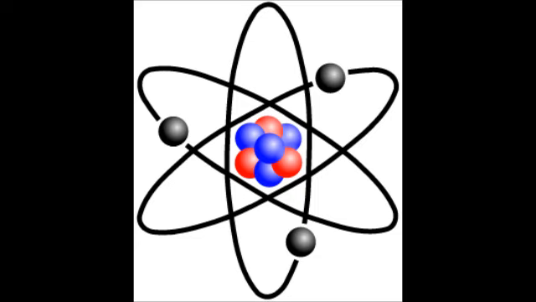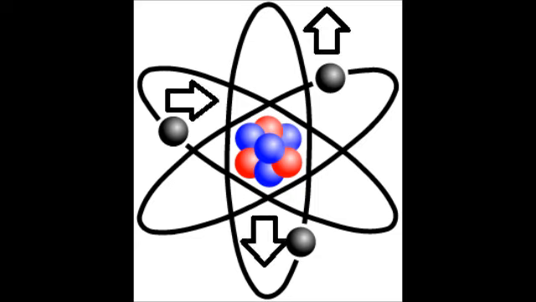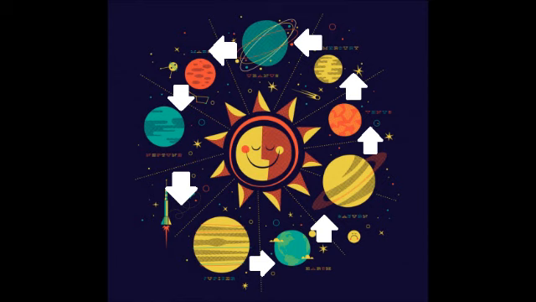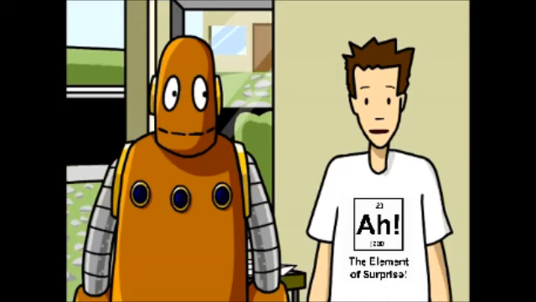Patterns exist everywhere and can help us understand things, just as an atom's electrons rotate around its nucleus. Our planets of our solar system rotate around our sun. These patterns are very important for understanding the fundamentals of our universe.